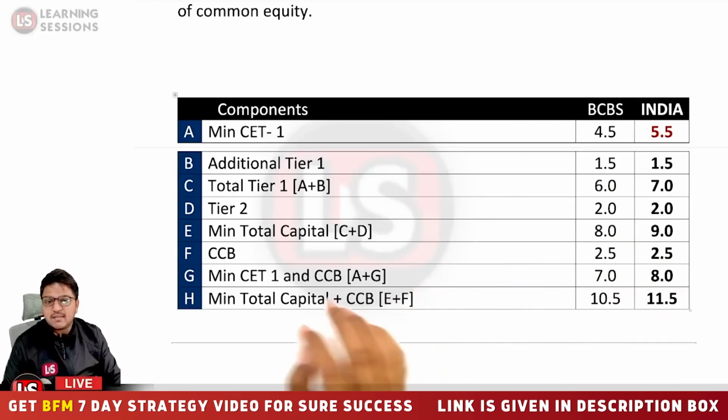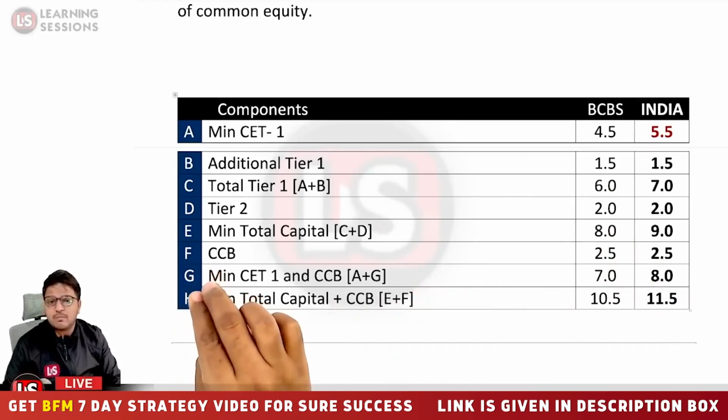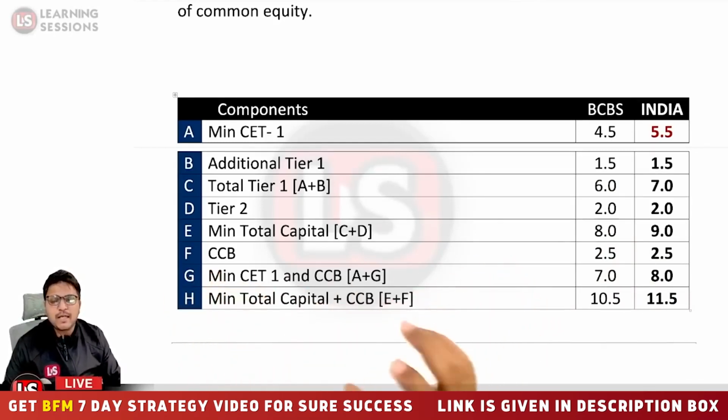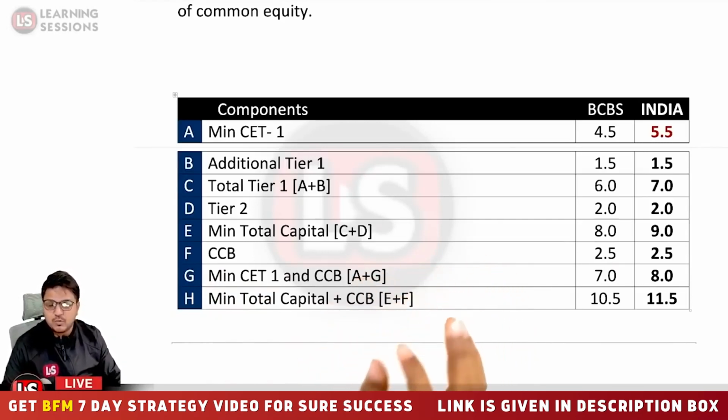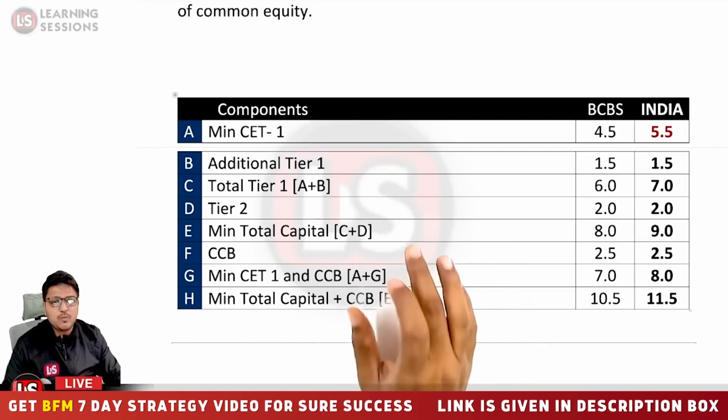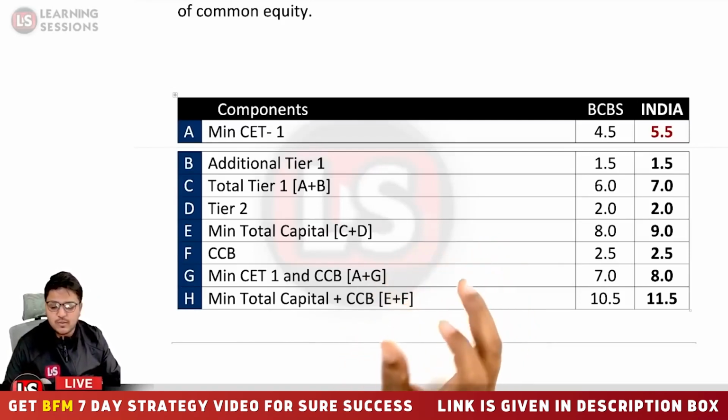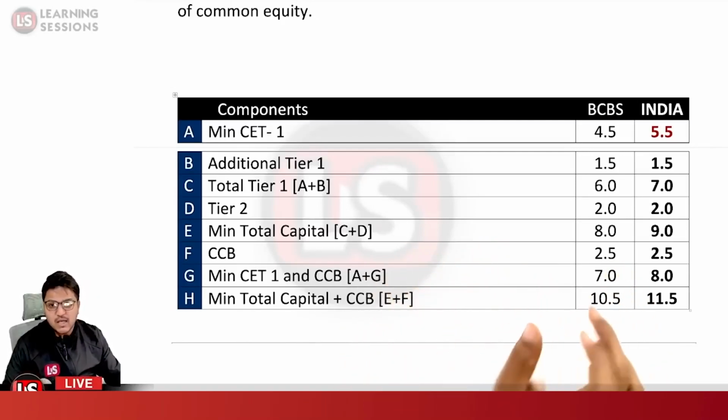And further, there is a CCB, that is, a capital conservation buffer, to be maintained. In the good times, when everything is working fine and going smoothly, you need to maintain extra capital so as to overcome stress situations. So that is said to be what?